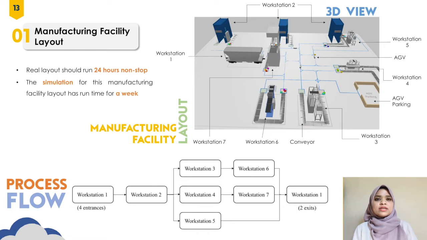The top figure is the 3D view of the overall manufacturing facility layout in AnyLogic software, and the figure below shows the process flow of the workstations. It starts with workstation 1 and 2, and then is split into making 3 different products, and finally ends with the process at workstation 1.